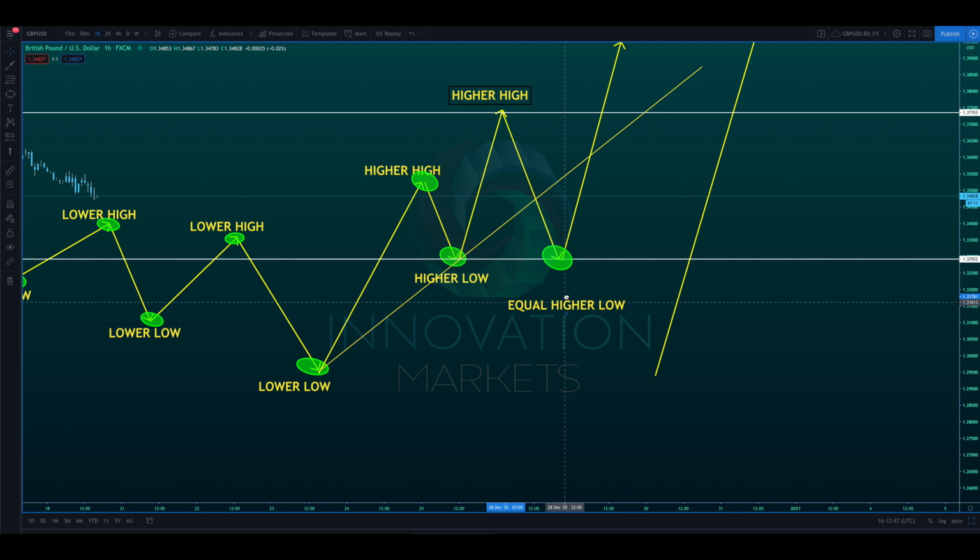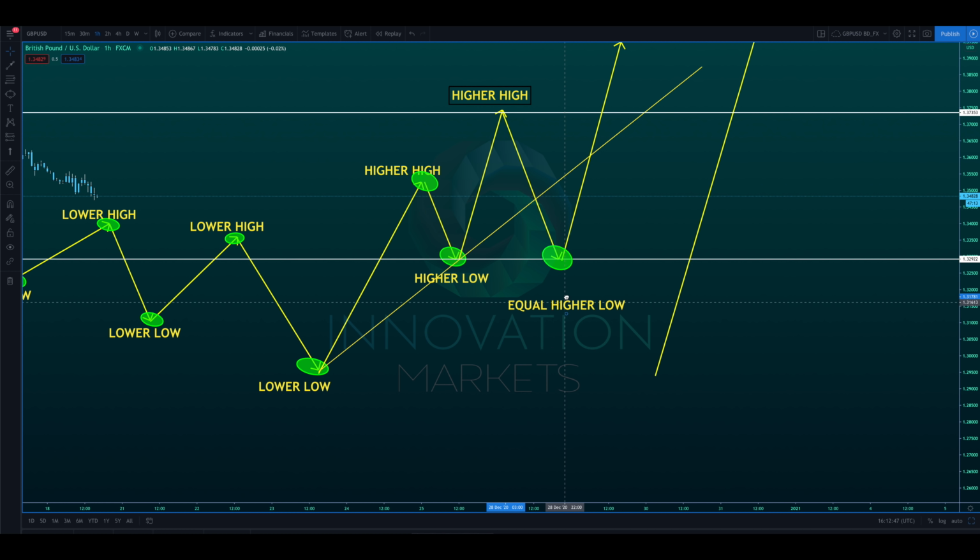It's made an equal higher low. Just like we showed you on the downside, if price comes up and makes an equal lower high, then it's still in a downtrend. It's only once the lower high was broken with a higher high that it invalidated the downtrend, and that's why we're now moving up.